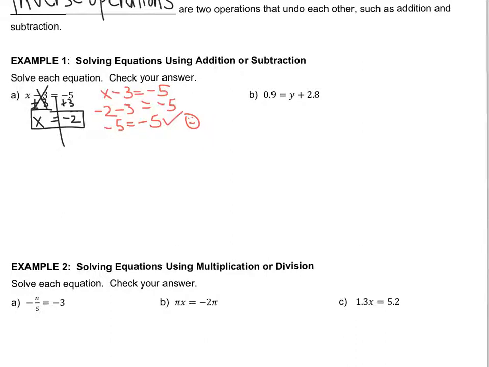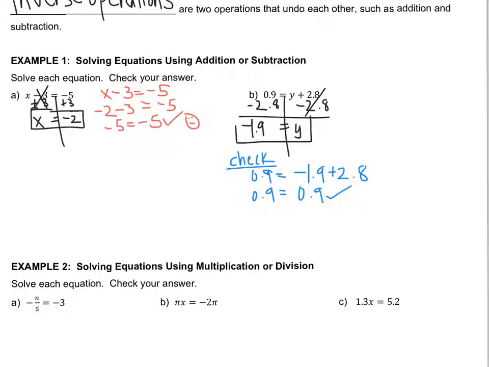Alright, example B is very similar, so I'd like you to pause the video and try it on your own, and when you are ready, click play and you will look at my work. Alright, so make sure that you have the inverse shown, make sure that you have your answer circled or boxed. And then also, because the directions told you to check, make sure you show a check. All right, let's move down to example 2.